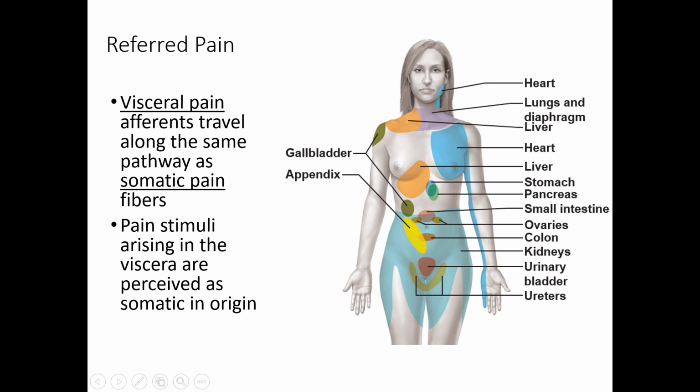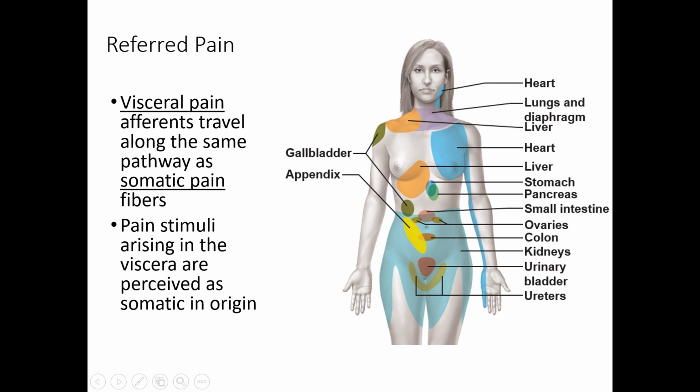Referred pain is provided by our autonomic nervous system also, and because autonomic nervous fibers travel along the same pathways as somatic pain fibers, sometimes when something is wrong with our organs, we can feel somatic pain elsewhere in our body. The best example that you definitely know about: when somebody is having a heart attack, sometimes the first pain shows up not in the heart area, but in the shoulder area, neck area on the left, or even the left arm, and only later the pain shows up in the heart area.